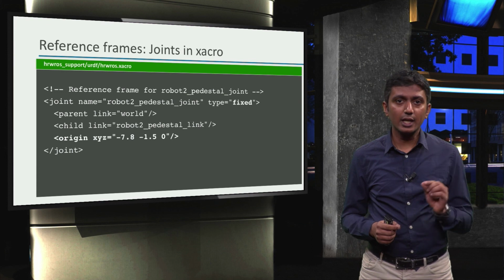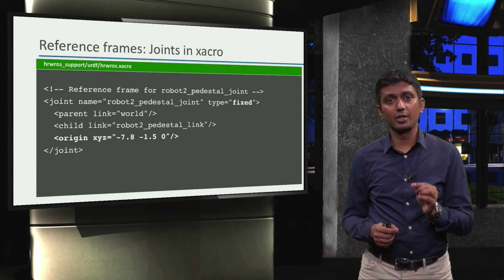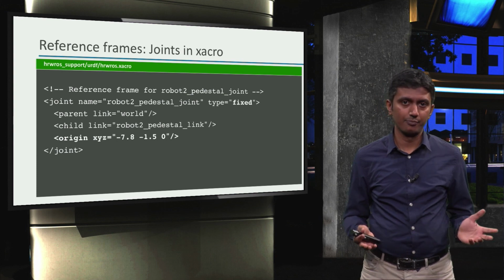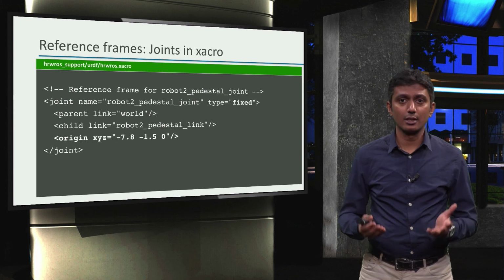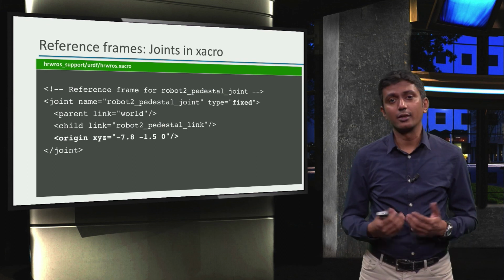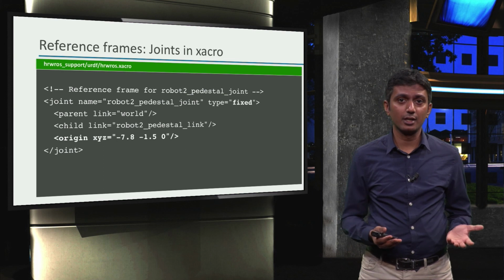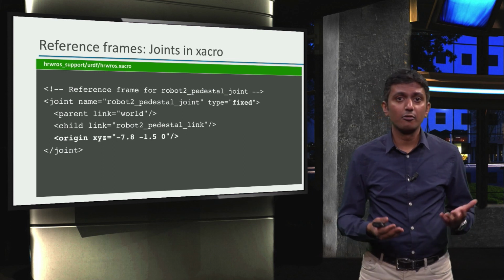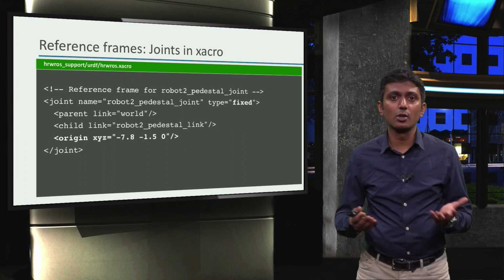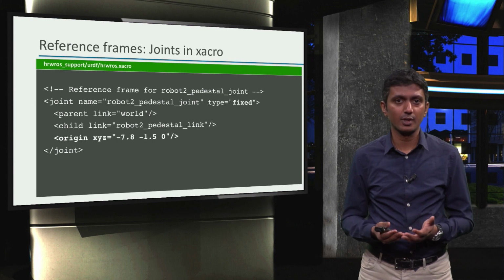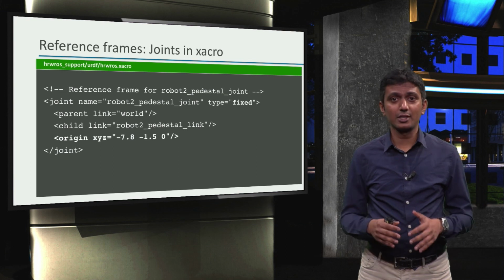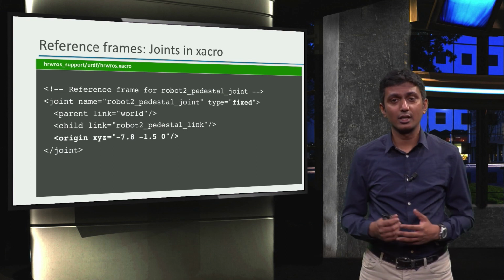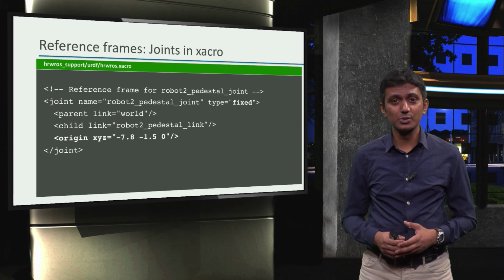Recall that TF helps us to maintain and inspect relative information between objects in our world, and objects are defined via links, and links are connected to each other via joints. That's why the TF frames are defined at joint origins, so that we know how two links are located relative to each other. Great. Let's actually see these TF frames in the context of our factory scene to understand these concepts better. See you soon in the next video.